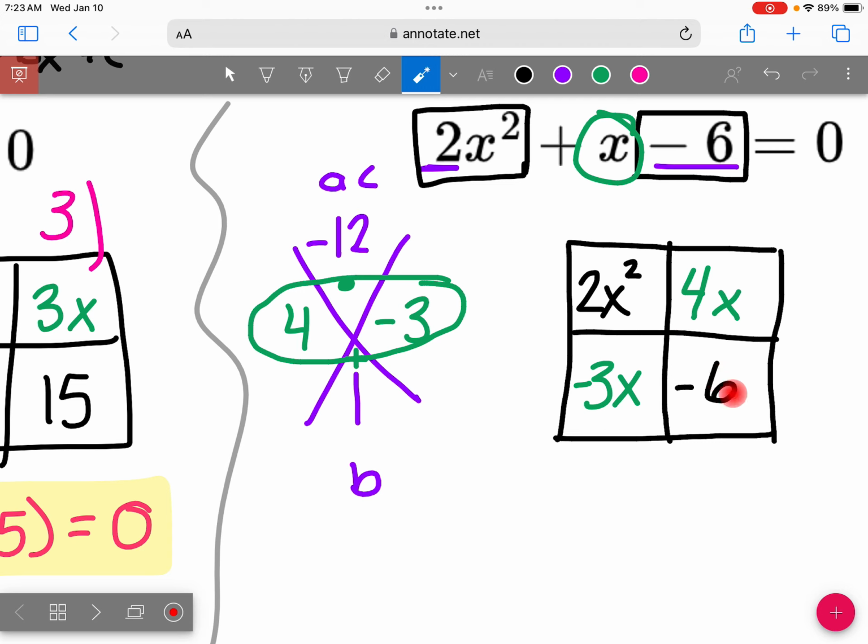The most common mistake I see on these, especially when we have the a value up here, is that we try and work this 12 in somewhere. It's not a part of it. It's just a tool we use to find these middle pieces.